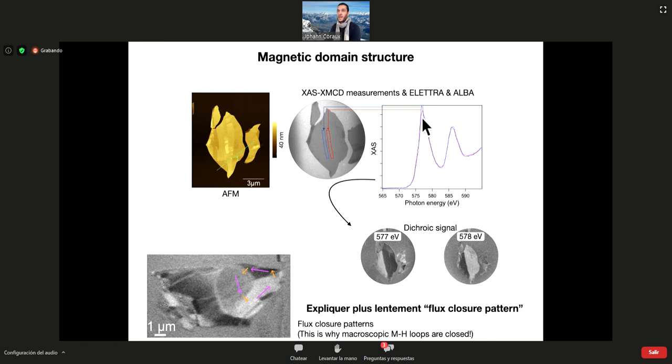This is all a room temperature measurement. It's a tiny signal, but it's there. You can extract the difference point by point on this image, and this is what you get at the two different energies, here and here. And you get something which is related to the magnetization of the material.